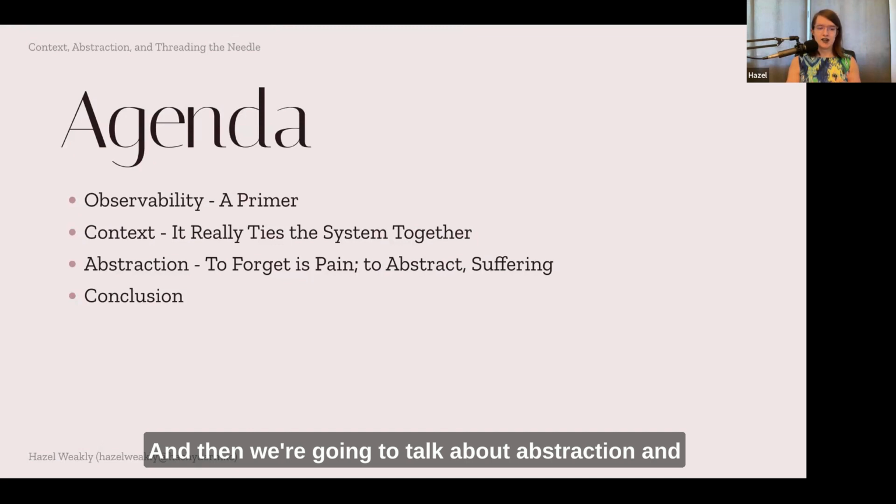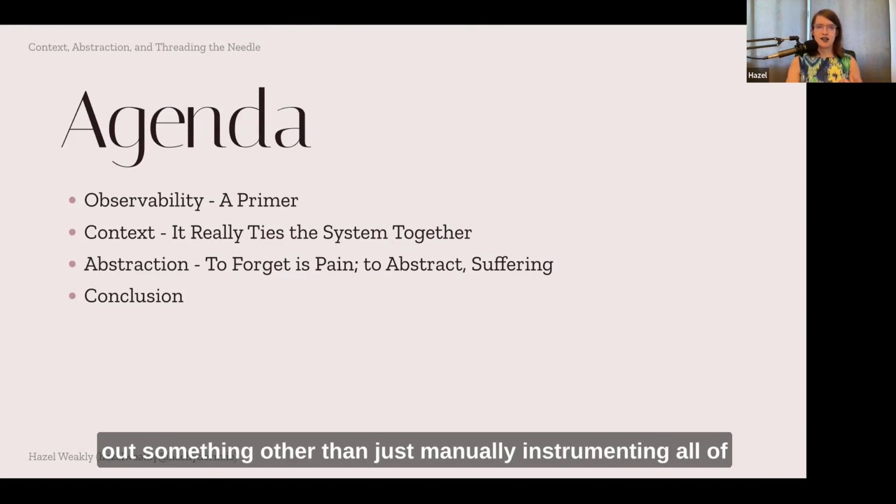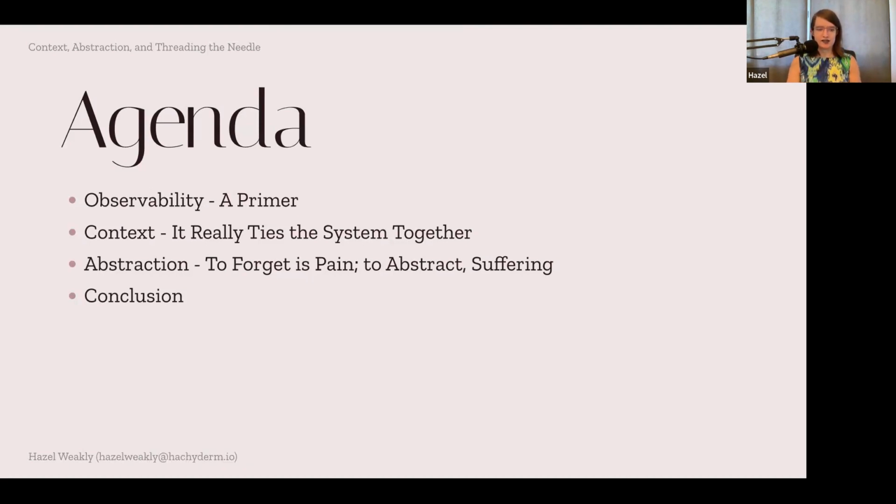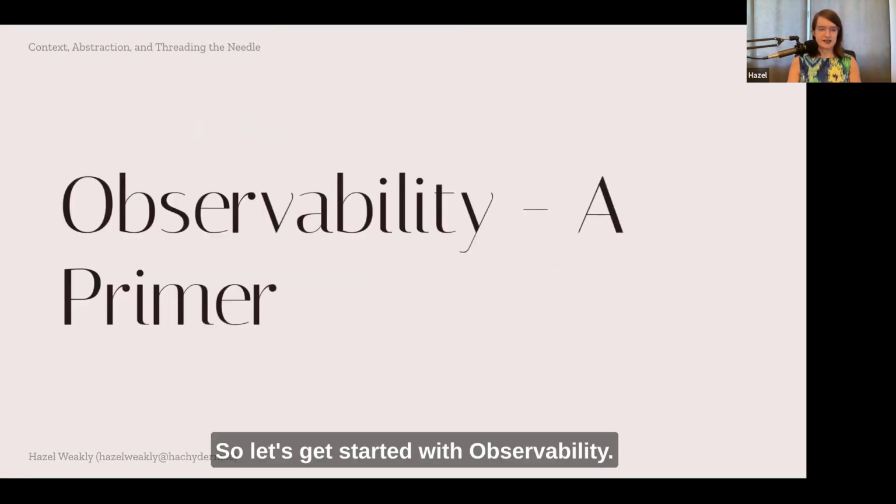And then we're going to talk about abstraction and a lot of difficulties that you can run into when you're trying to actually, in real life, build out libraries or a platform team, or build out something other than just manually instrumenting all of your code and writing everything from scratch. So let's get started.